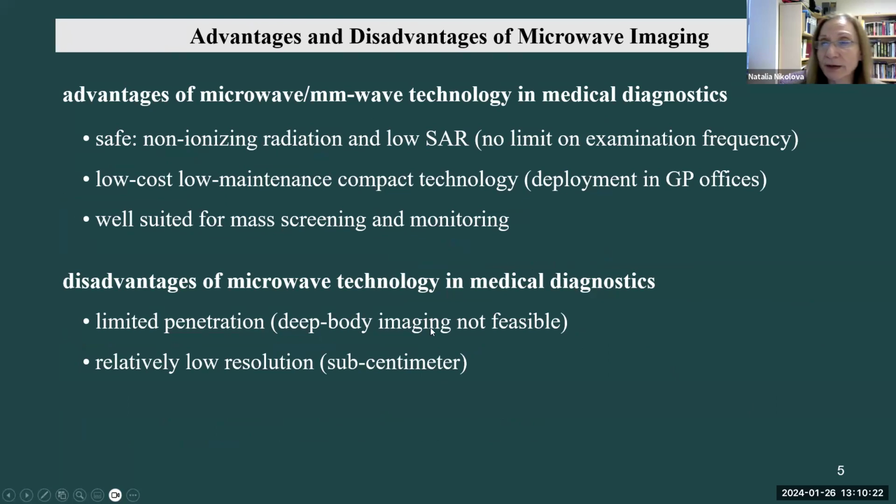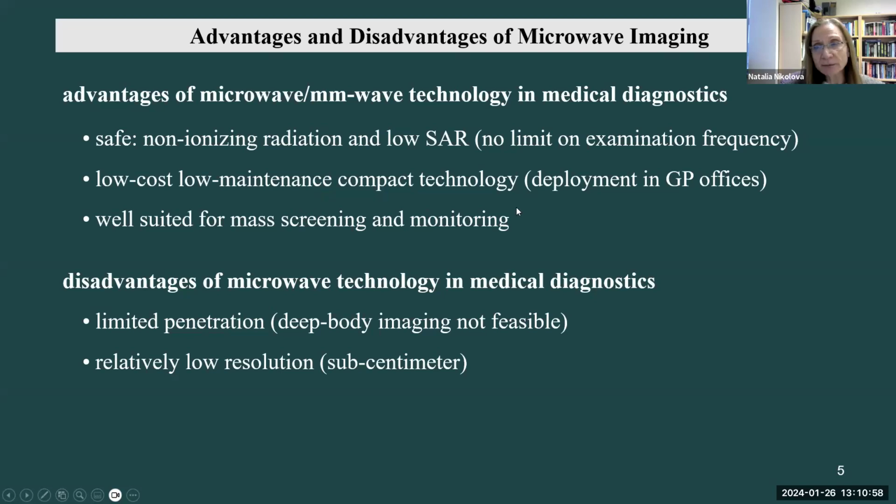Why do we care about microwave imaging as applied in biomedical diagnostics? That is because the modality has certain advantages, such as being safe because it is non-ionizing. At the power levels that we employ, the specific absorption rates are very low and they pose absolutely no harm. Therefore, frequent checkups on patients are completely possible. The equipment, especially in the low gigahertz range, is low cost, compact, low maintenance.